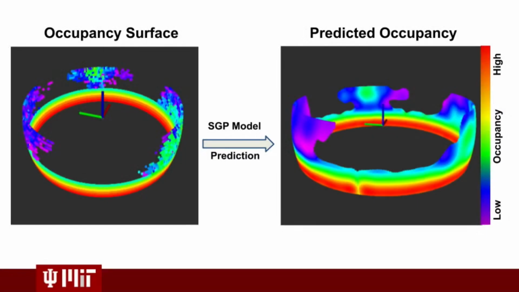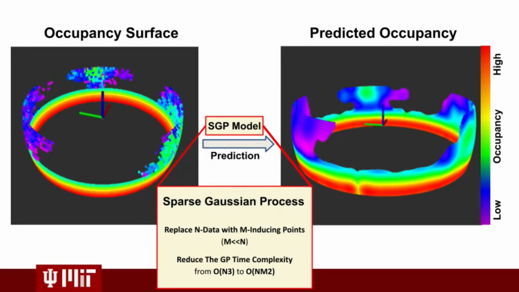where the main advantage of the sparse Gaussian process is that it replaces the N training data with M inducing points. And this reduces the GP time complexity from N cubed to N M squared, where M is much less than N.